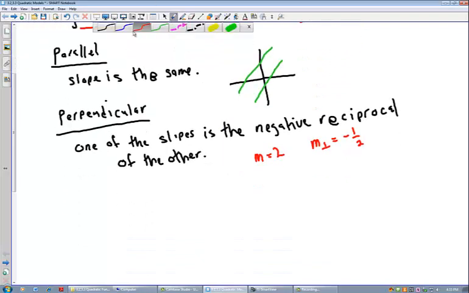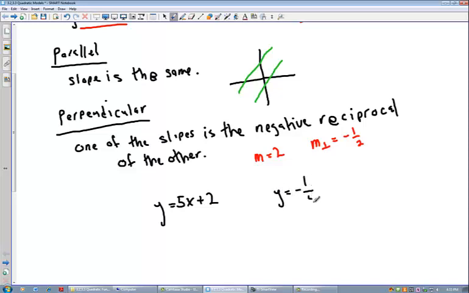Let's look at one more quick example. If you had y equal to 5x plus 2, and you want to create a line that's perpendicular to it, you could just make the slope the negative reciprocal, so negative 1/5 x plus, you can put anything you want here, let's do 4. So these two lines should be perpendicular when you look at them.